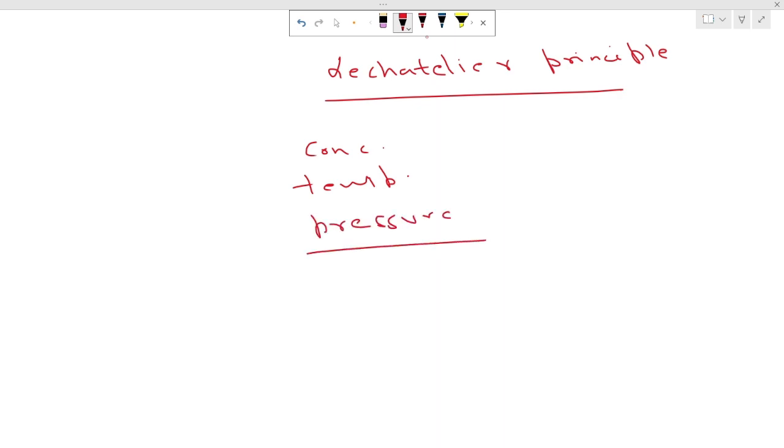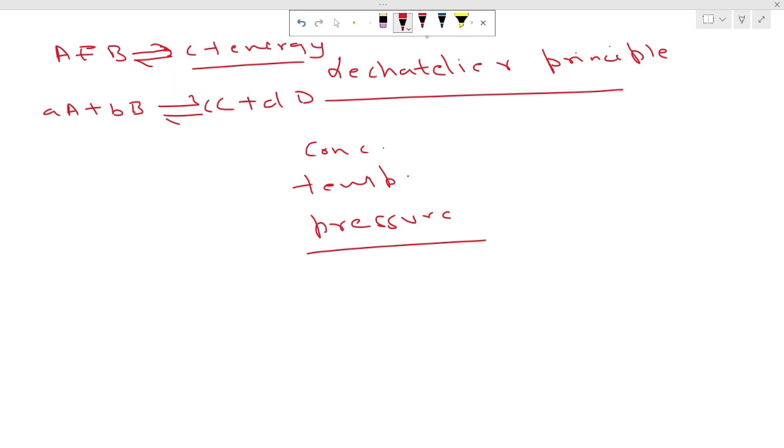Say we have a reaction, A plus B gives C plus energy. Or say we have an equilibrium, where we have to measure: A plus B gives you C plus D. This is a reaction, and in this direction energy is released.